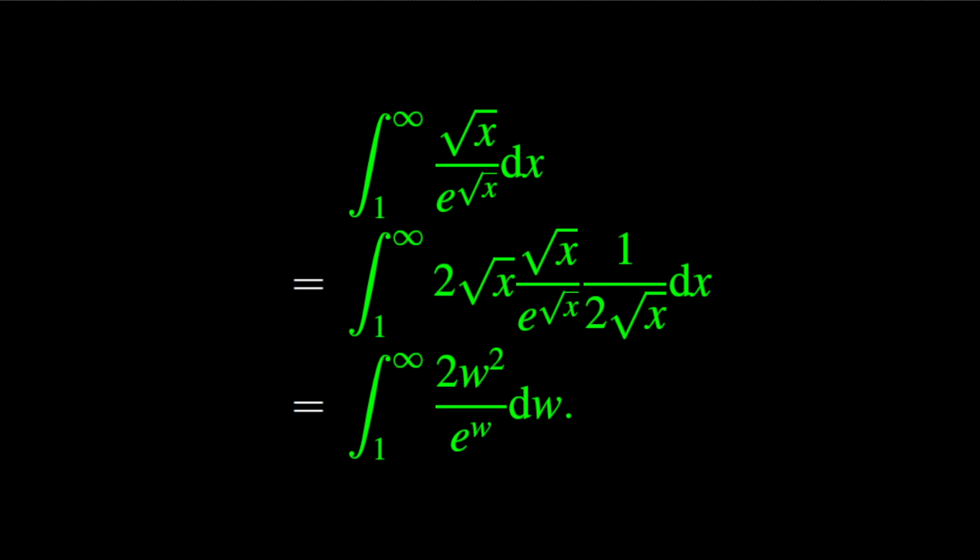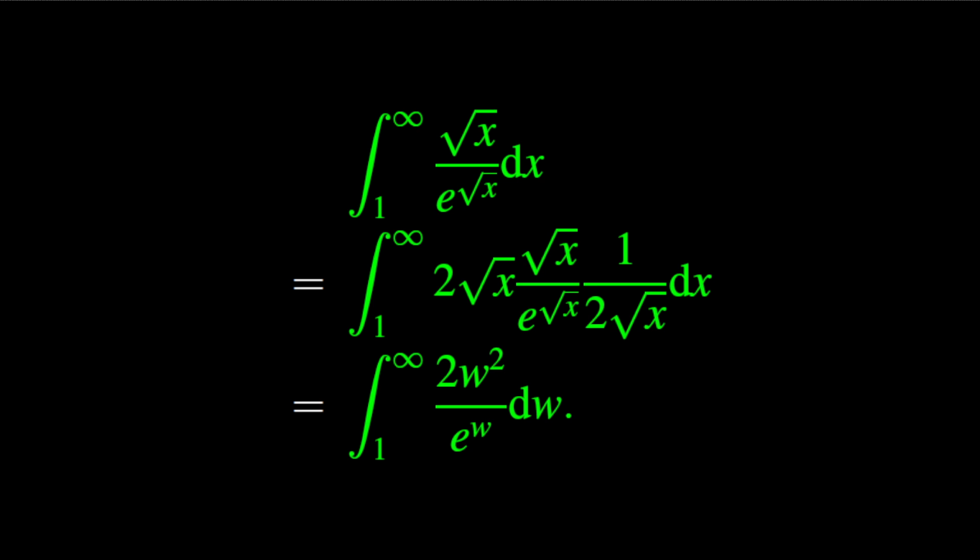So, we replace square root of x by w, and the fraction 1 over 2 times square root of x dx by dw. We then obtain the new expression of this integral as the integral from 1 to infinity of 2w square divided by exponential of w dw. This new expression of the function to integrate is simpler than the original one, however we still have to carefully figure out the best way to integrate this new function.